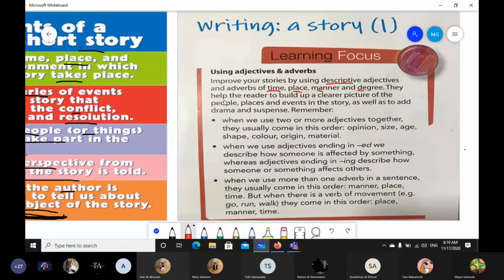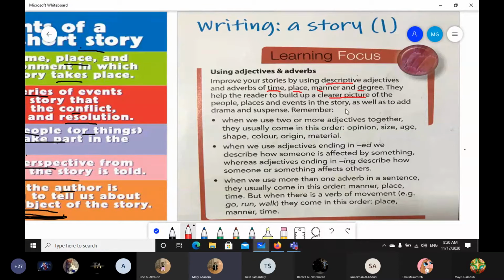Mary, are you here? Yes, teacher. They help the reader to build up a clearer picture of the people, places, and events in the story, as well as to add drama and suspense.